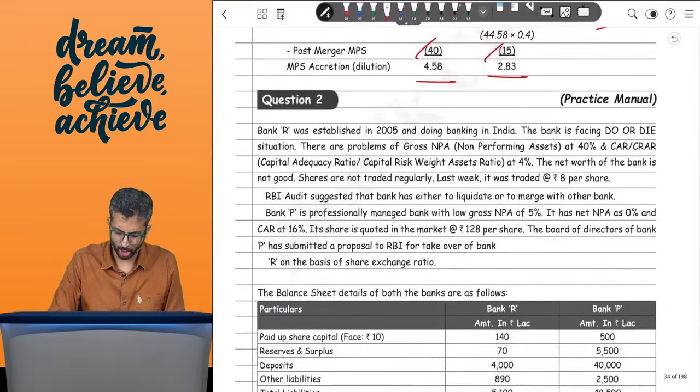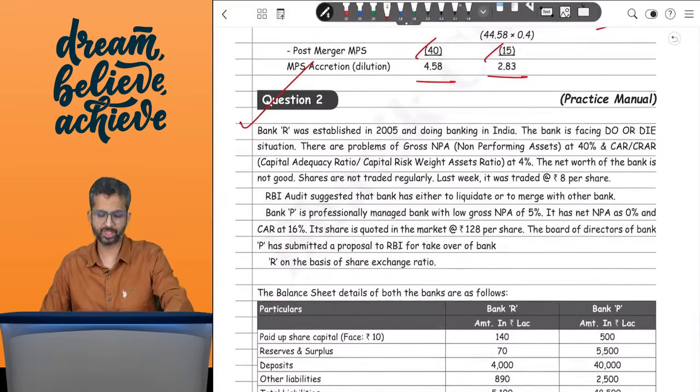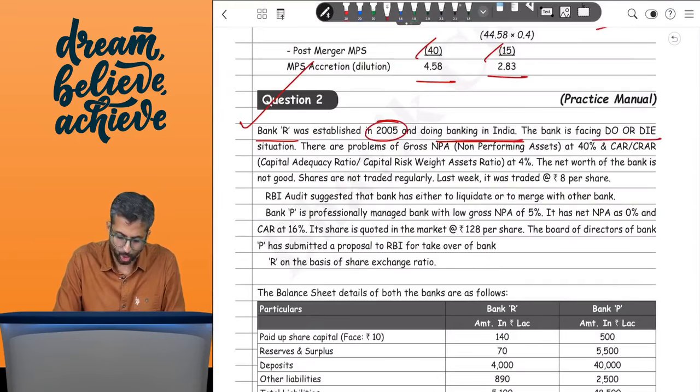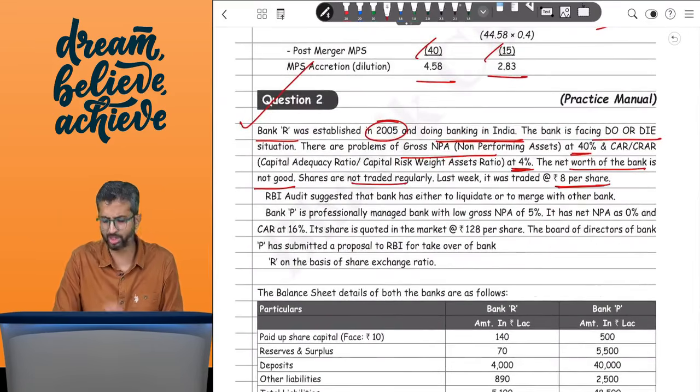Next you go to question number 2. This is a question on weighted average swap ratio, an interesting question. Let us review this. Bank R was established in 2005 and is doing banking in India. The bank is facing a do or die situation and has problems with gross NPAs at 40%, capital adequacy ratio at 4%, net worth of the bank is not good, shares are not regularly traded, last week it was traded at 8 rupees per share.